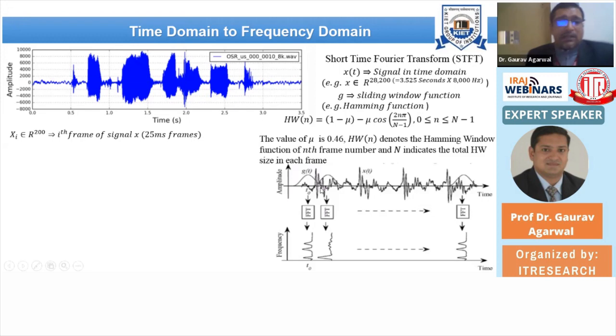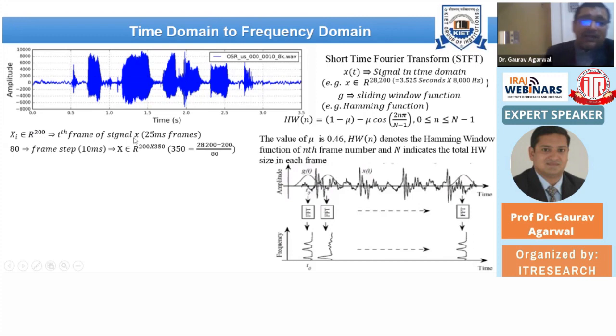One triangle represents a signal duration of 25 milliseconds. When I say 25 milliseconds, it is equal to 0.025. So the domain size is 200. How do we get it? Signal size is 0.025 multiplied by the frequency, that is 8,000. 8,000 multiplied by 0.025 will give me a domain size of 200.